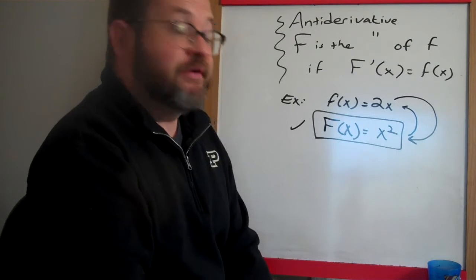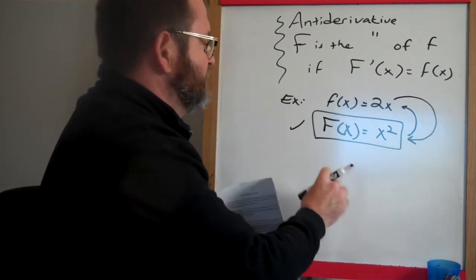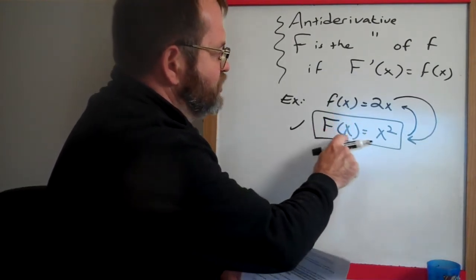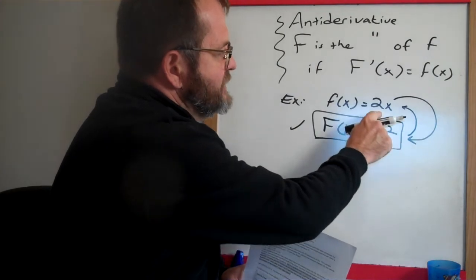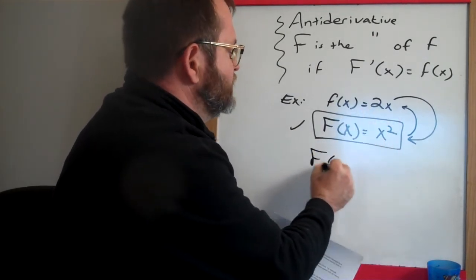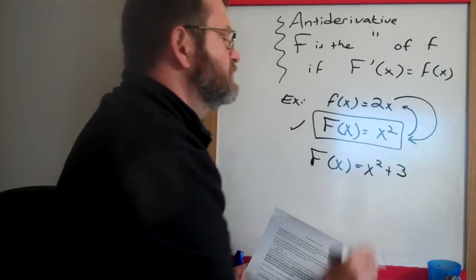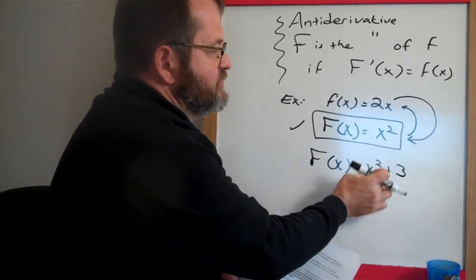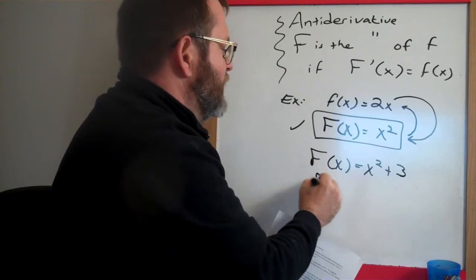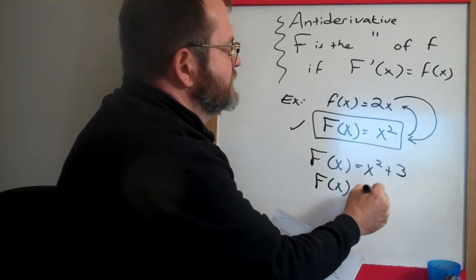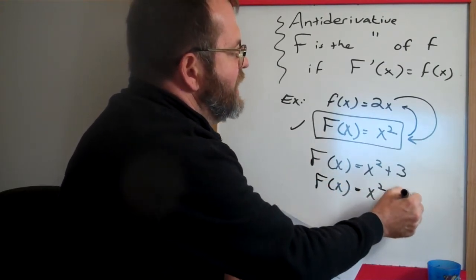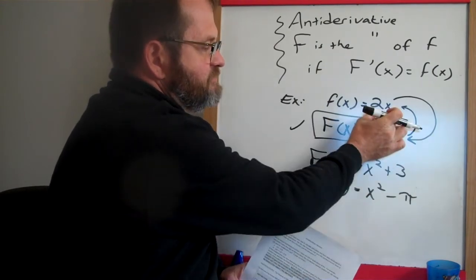Because actually, every function out there has an infinite number of antiderivatives. I mean, sure, the derivative of this is this, but wouldn't it work just as well if I had said that my function was 2x plus 3? Wouldn't the derivative of this be 2x? Sure it would. What about if I had said this function was x squared minus pi? Wouldn't the derivative of this be 2x?